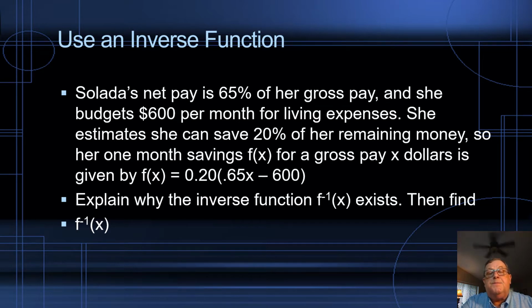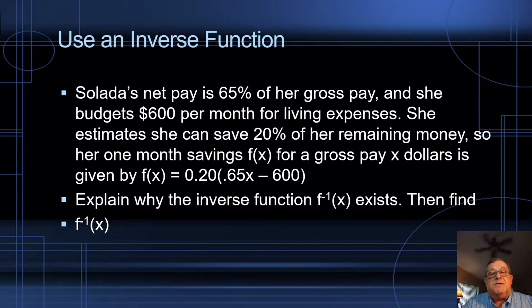Solada's net pay is 65% of her gross pay. So of her gross pay, she only gets 65%. That means 35% is going somewhere else. You know where the majority of that's going? Taxes. Let that soak in for a little bit.